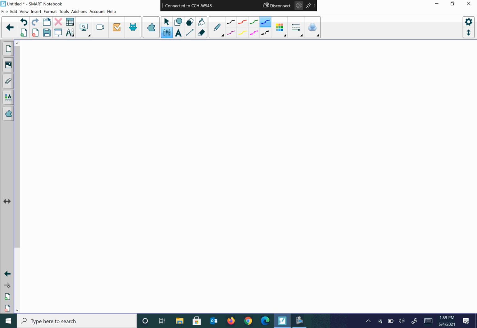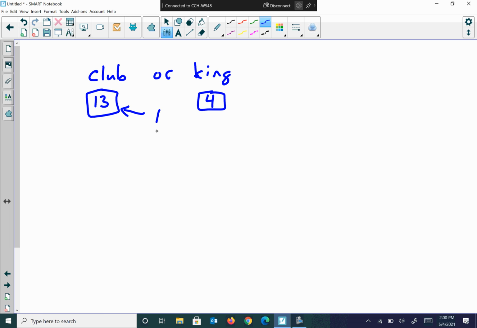A card is drawn at random from a deck of 52 cards. Find the probability it is either a club or a king. So club or king. Okay, so a club, those are 13 cards, and there are 4 kings. But I have to subtract the 1 king out of this one.